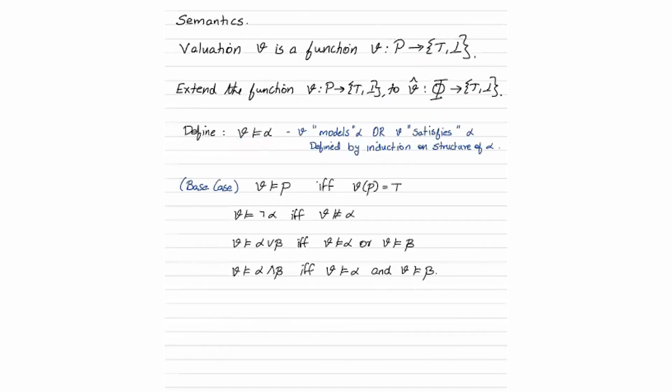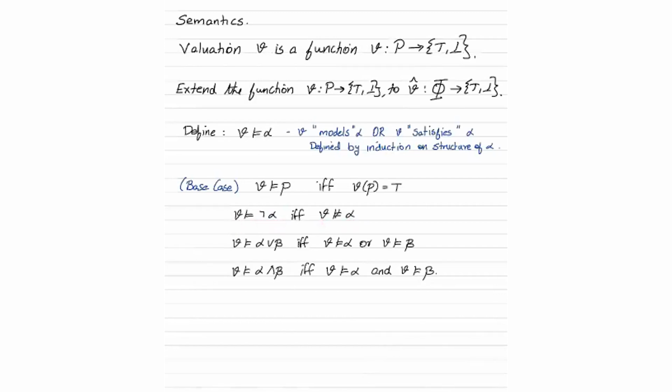How do I define it? By induction. The base case is when alpha is a proposition. When do we say that V satisfies P? If V of P is true. This is a valuation over propositions, and P is a proposition, so if V of P is true, then you say that V satisfies P. That is the straightforward part. Now if you have not alpha, where alpha can be anything, a well-formed formula, when do we say that V satisfies not alpha? If it is the case that V does not satisfy alpha.